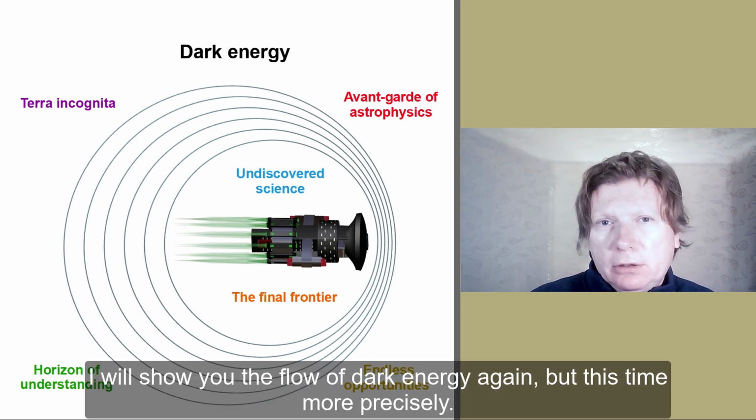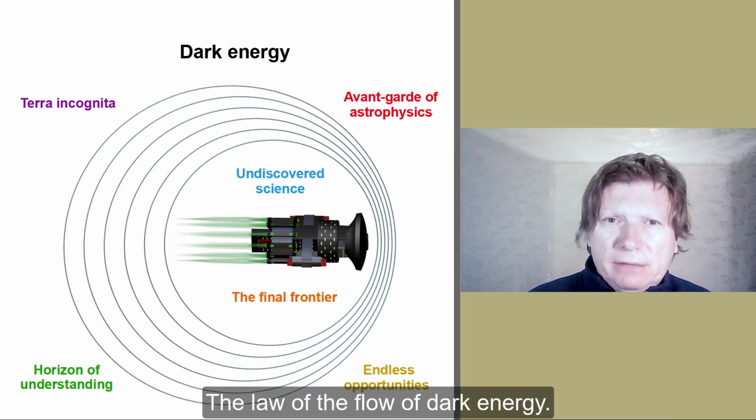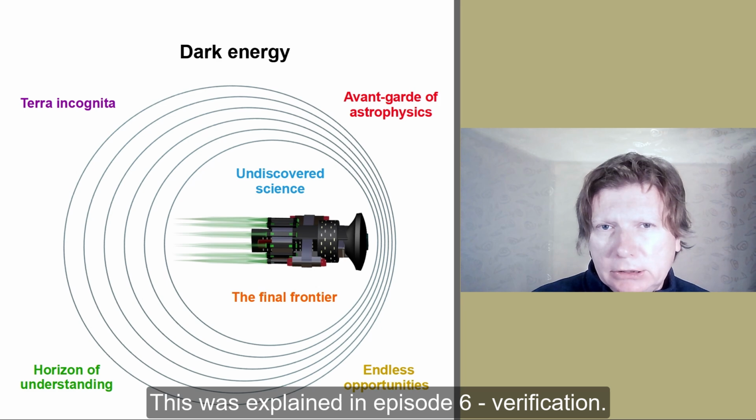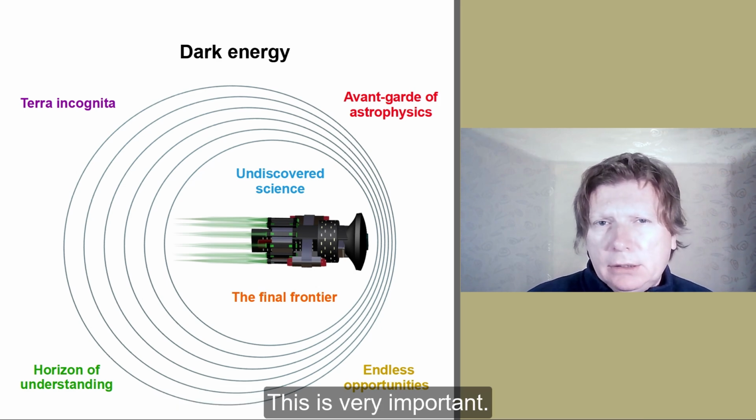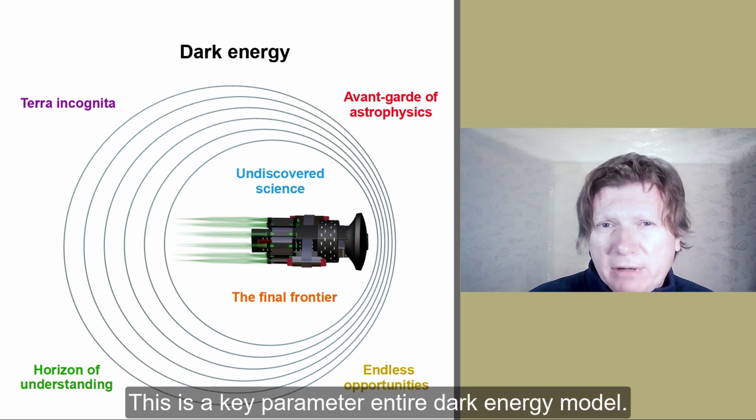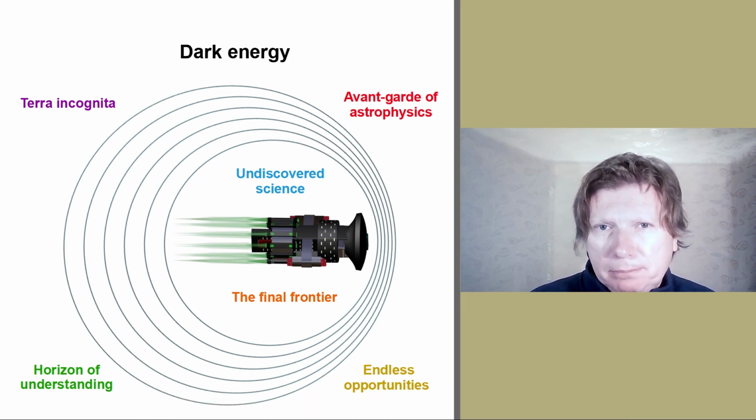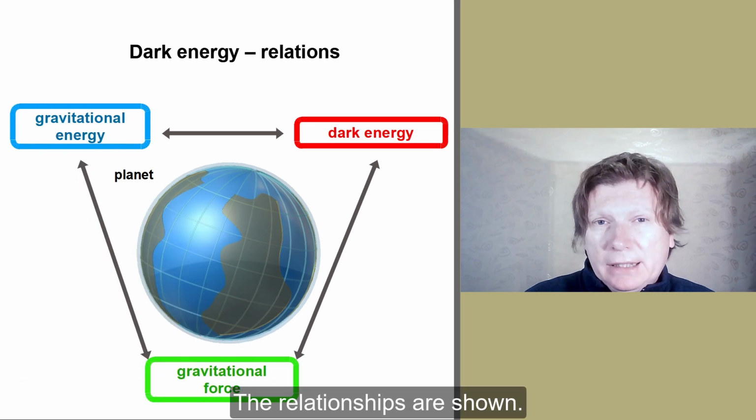I will show you the flow of dark energy again, but this time more precisely, the law of the flow of dark energy. This was explained in episode 6, Verification. I hope I can explain this more precisely than before. This is very important. This is a key parameter of the entire dark energy model. The relationships are shown.